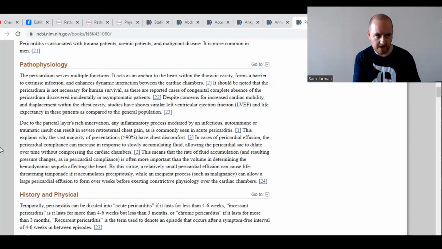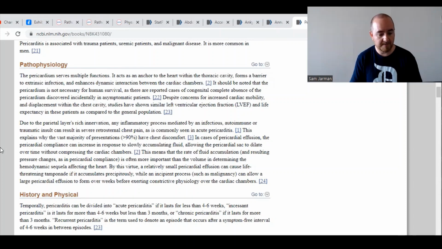So essentially, my argument would be that osteopathic hands-on practitioners are really good early warning signals that something's very wrong and that a physician should investigate more. Look at the pathophysiology of pericarditis. The pericardium serves multiple functions. It acts as an anchor to the heart within the thoracic cavity, forms a barrier to extrinsic infection, and enhances dynamic interaction between the cardiac chambers.